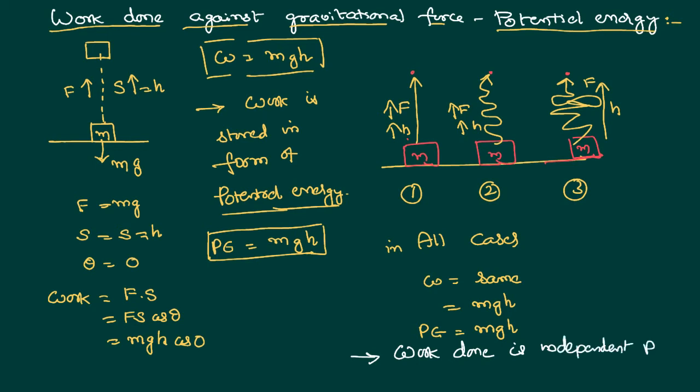This work done has given a particular position, a status, a state to the body. The energy that the body has in its particular state is called potential energy. This entire work done is converted into potential energy itself.